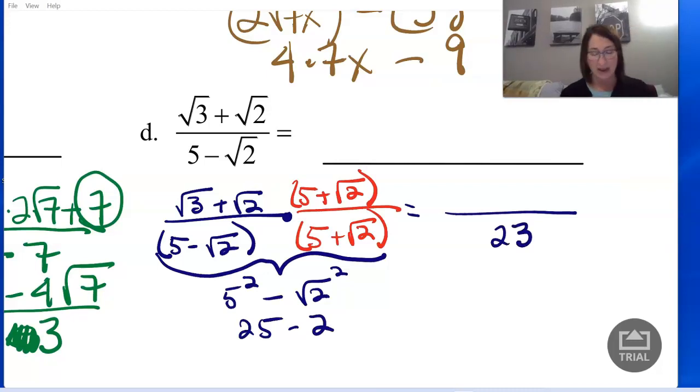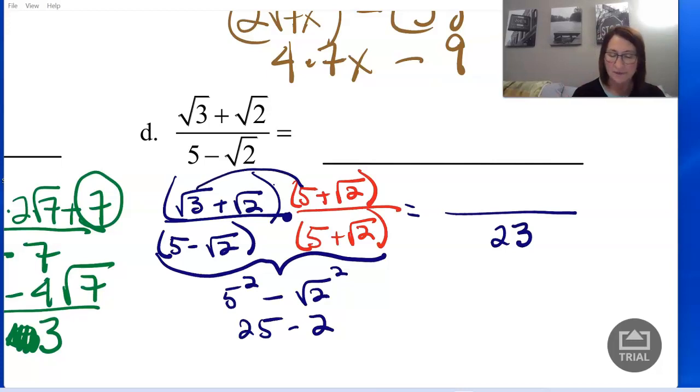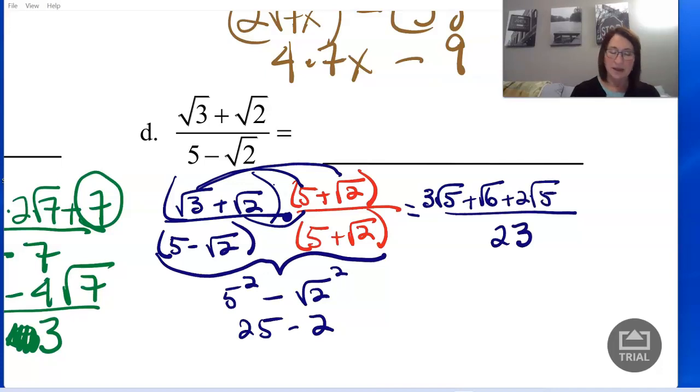All right, so now I've got, for the top, I should have put parentheses around. I'm going to go ahead and multiply. So square root of 3 times 5 is going to be 3 square roots of 5. Square root of 3 times square root of 2 is square root of 6. 2 times 5 would be 2, so plus 2 square roots of 5. And then square root of 2 times square root of 2 is 2. Okay. Well, that's not really super exciting. The only thing that I can really add together, the only like radicals, are those 2 that I highlighted.